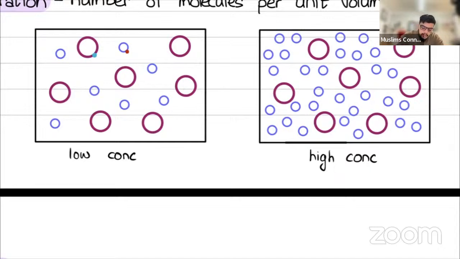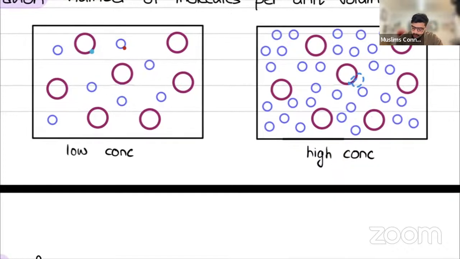Here, this particle had to travel all the way there to collide, or there, or there. Whatever, this one just has to go here, here, there. So it's going to start moving around. When they move around, they're going to collide more frequently, bumping into each other. So it increases the likelihood of collisions, which increases the likelihood of effective collisions.